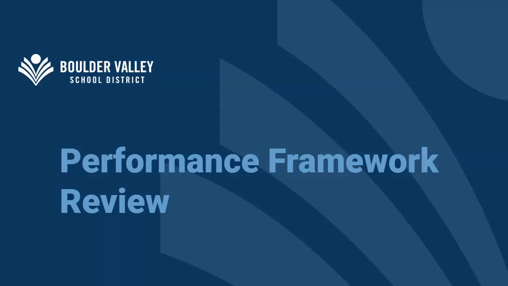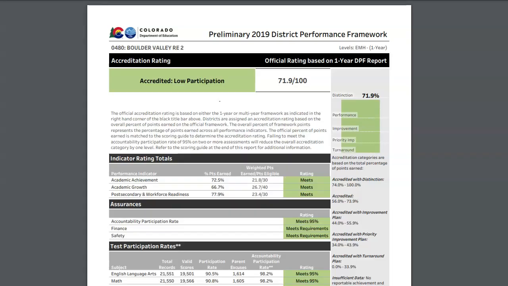In this video, we will review the 2019 Preliminary District Performance Framework to prepare you for exploring your school performance framework. The header on each page shows the district or school name, elementary, middle, and high school levels included, and one or multi-year plan type. This is the district plan type and total score out of points possible.